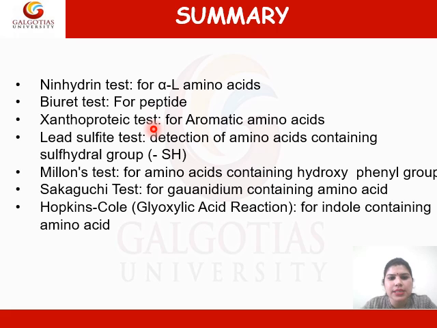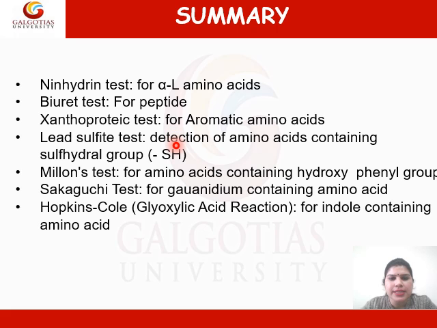The next test is the xanthoproteic test. This test is used for the identification of amino acid having aromatic rings in their side chain. In the xanthoproteic test, the amino acid on reaction with nitric acid gives yellow color. This yellow color is due to the nitration of activated benzene.